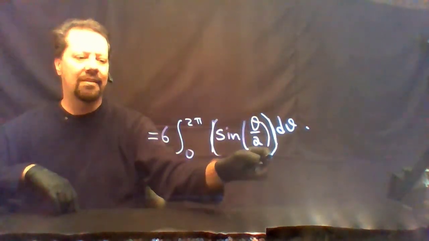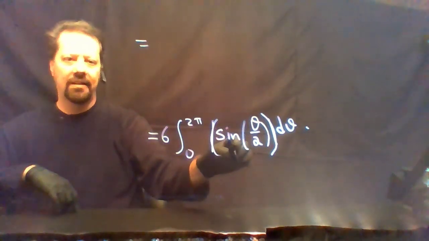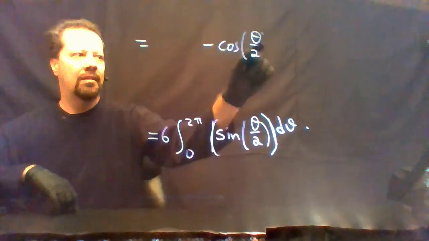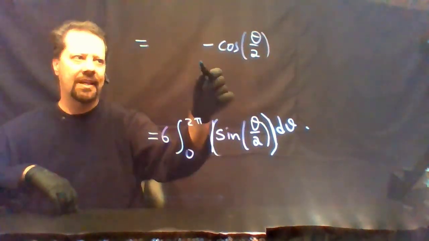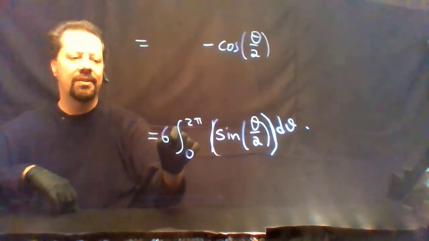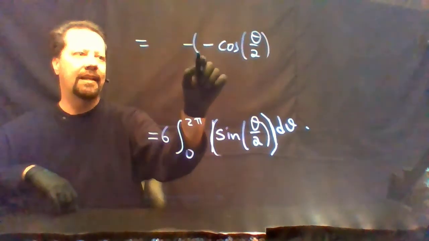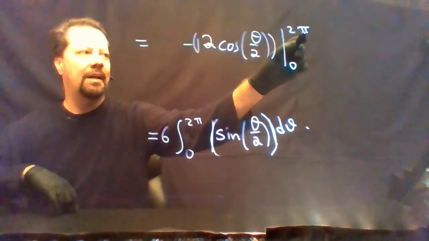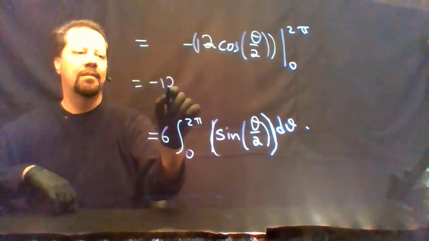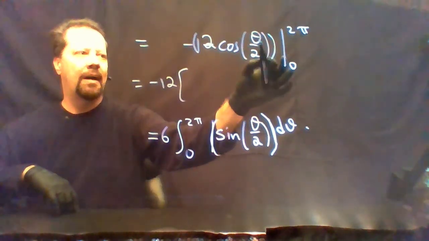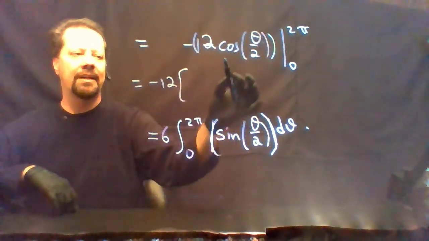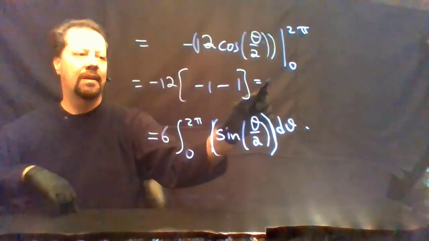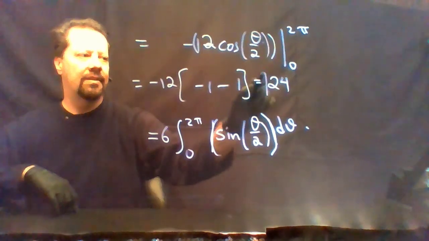Ignoring these absolute values, then, the integral of sine is negative cosine. We have to divide by a half, which is the same as multiplying by 2. 2 times 6 is 12, so I'll have negative 12. And we're evaluating from 0 to 2 pi. Plugging in 2 pi divided by 2 is pi, cosine of pi is negative 1. Cosine of 0 is 1. Our answer is 24.